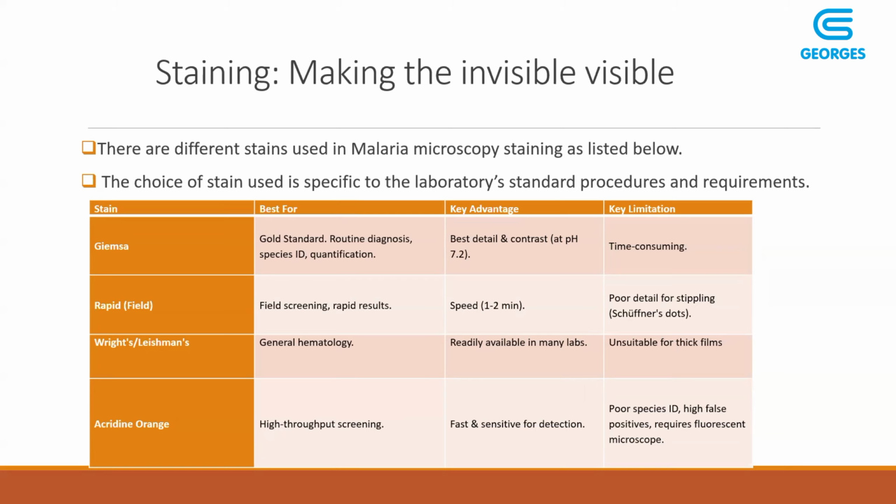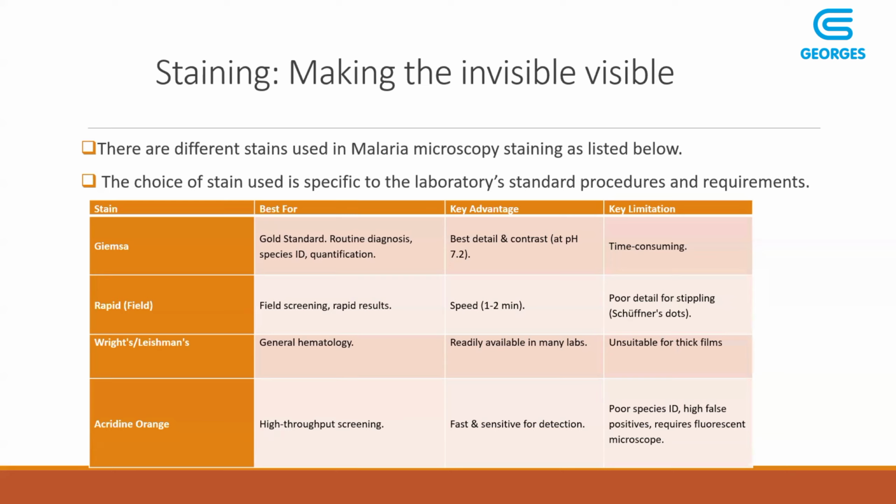The third stain that we use for malaria staining is the Wright's or Leishman stain. This stain is used for general hematology, and it is normally readily available, but it is unsuitable for thick films because this stain has a fixative inside, so you cannot use it for thick films. It is only best for thin films. If you use the stain for a thick film, you will end up fixing the thick film, which does not need to be fixed when doing malaria microscopy.